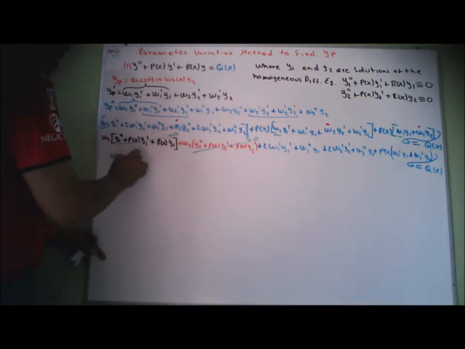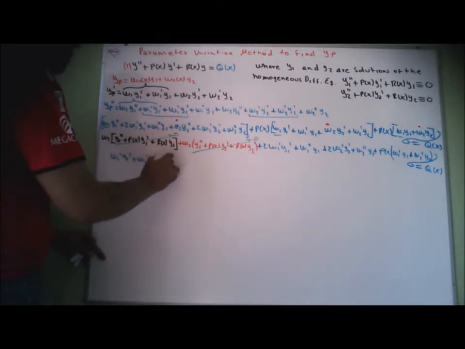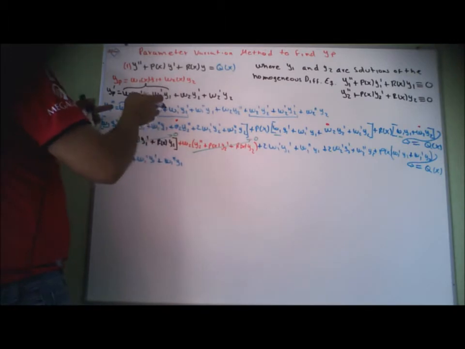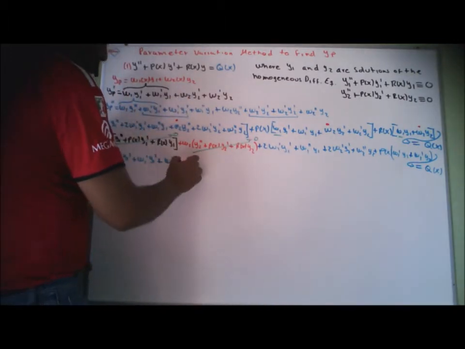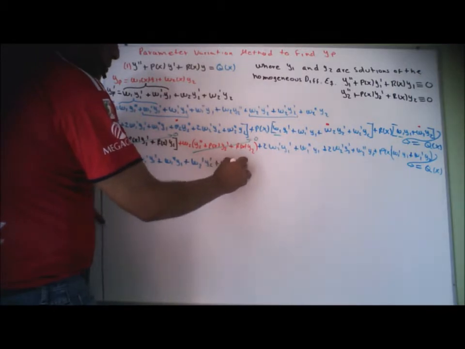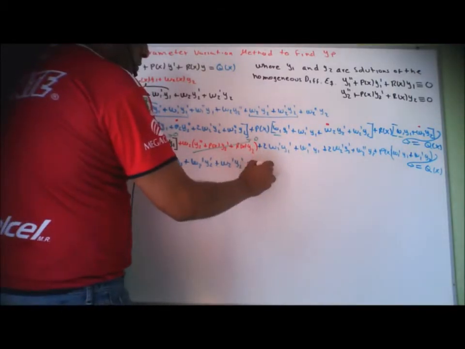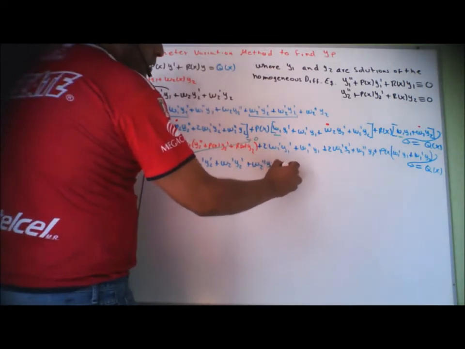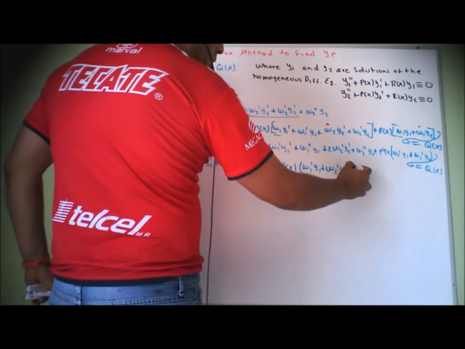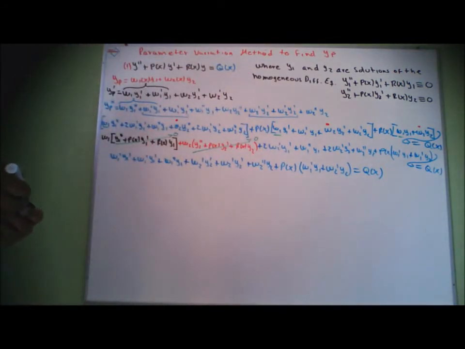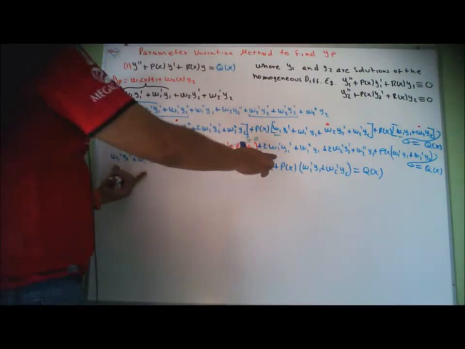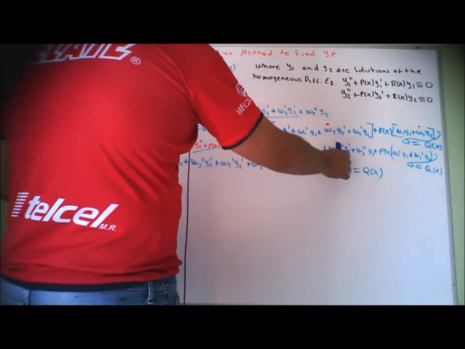w1 prime y1 prime plus w1 prime y1 prime plus w1 double prime y1. So I just split these two into parts, which was originally here. Okay, plus w2 prime y2 prime plus w2 prime y2 prime, and then plus w2 double prime y2 plus p of x times w1 prime y1 plus w2 prime y2, and that is equal to q of x. Now, next step. So we get rid of this part and we only keep this part. Okay, now I just split this. It was in two. I write both of them here, and here we have this part.